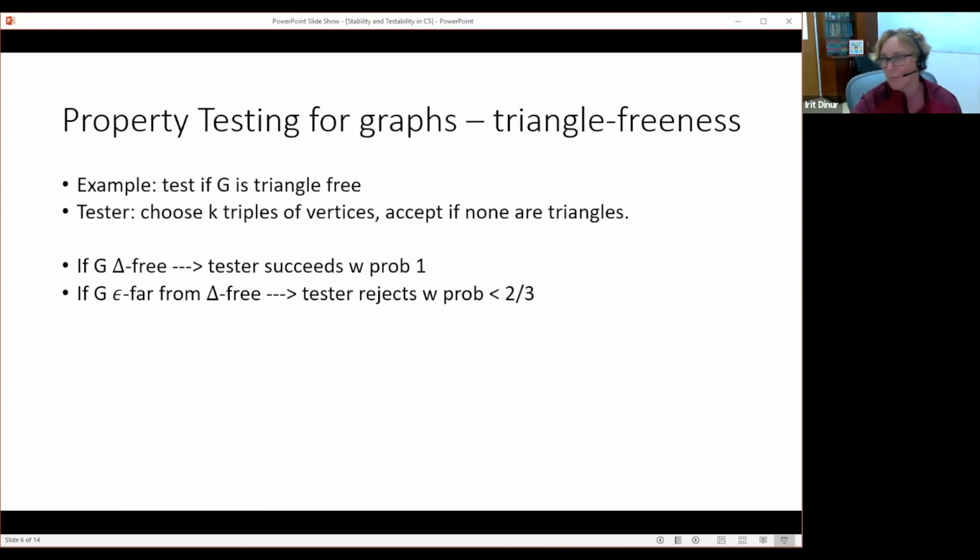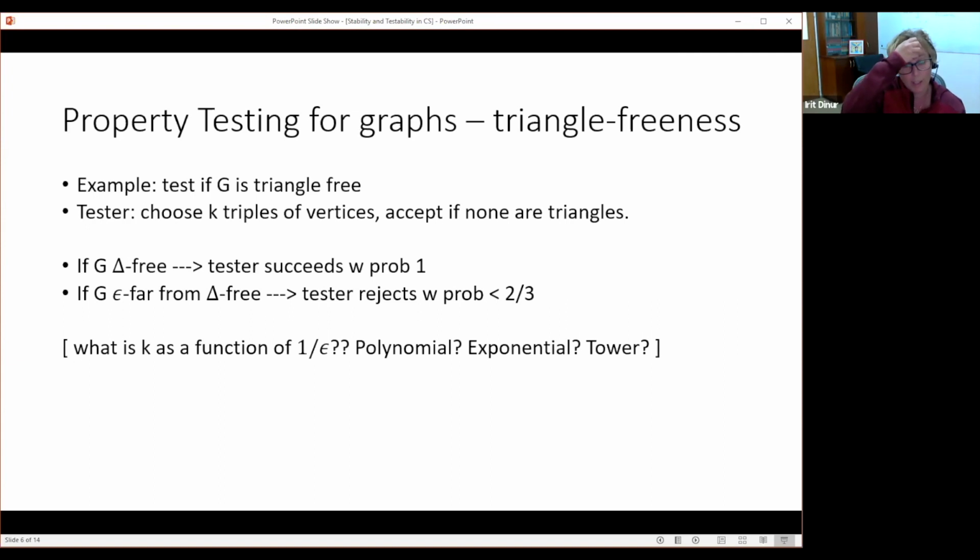So let me just explain again the question. My tester is going to choose a bunch of triples and check whether they're triangles. And I'm going to hope to prove that if none of these were triangles, then the graph must be close to triangle free. There cannot be more than epsilon n squared edges that I need to remove to kill all of the triangles. Now, a priori, it could be that this is not a testable property. Triangle freeness, it might be that the number of triples you need to choose doesn't only depend on epsilon. Maybe it depends on the number of vertices in the graph.